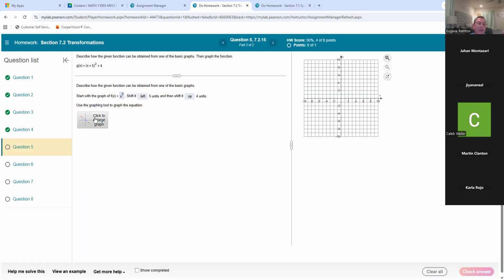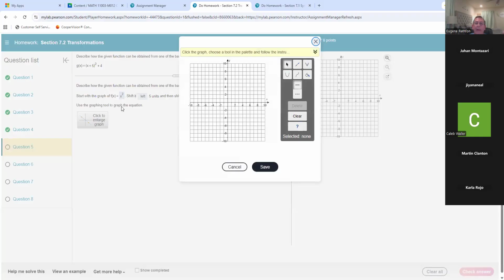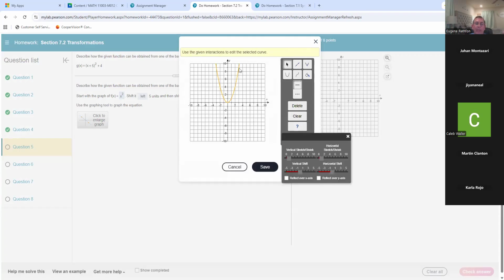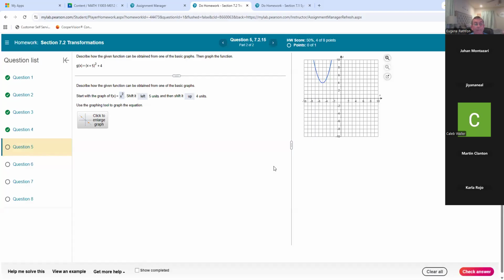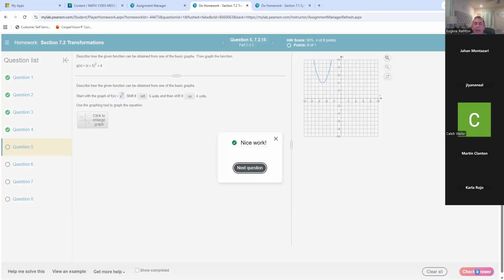That's going to make me graph that. So I'm going to click to enlarge my graph. I'm going to grab the U-shaped parabola for the x squared tool. I'm going to click anywhere on the graph. It always starts it in the middle. All right, y'all said left 5. So y'all that horizontal, go to negative 5. And then y'all said up 4. So take your vertical and go to positive 4. If you notice, my graph now moved left and up. So y'all save that and then check your answer.